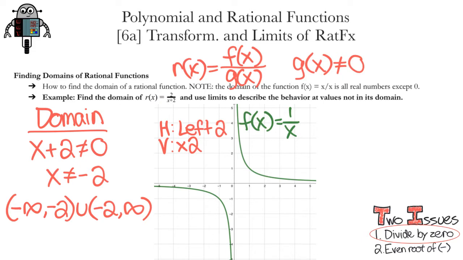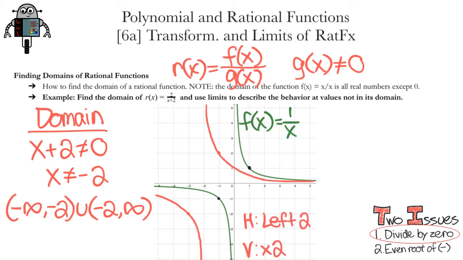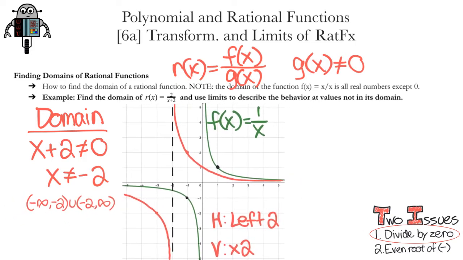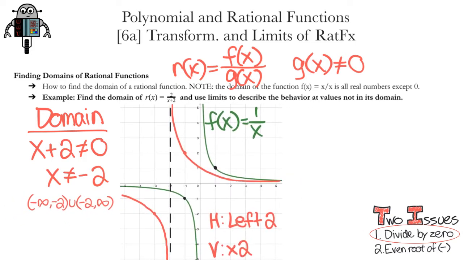So I'll grab some points from the original function and transform them. Let's start with 1, 1. Shift it left 2 units, then double the y value. Next up, negative 1, negative 1. Shift that left 2 units, and double the y value. Now we could sketch a curve that goes through those 2 points that looks like the original graph. What used to be a vertical asymptote at x equals 0 is now a vertical asymptote at x equals negative 2.